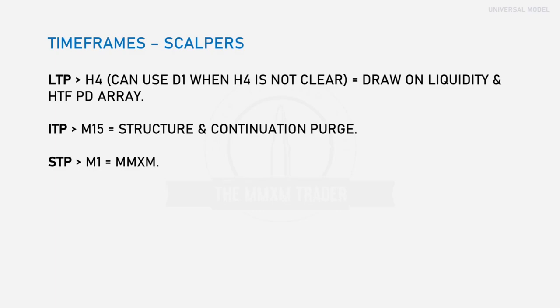Then we're going to intermediate term perspective once again, and this time we'll use a 15-minute structure and continuation purge. And then our short-term perspective or entry model is going to be on that 1-minute market maker model and entry.